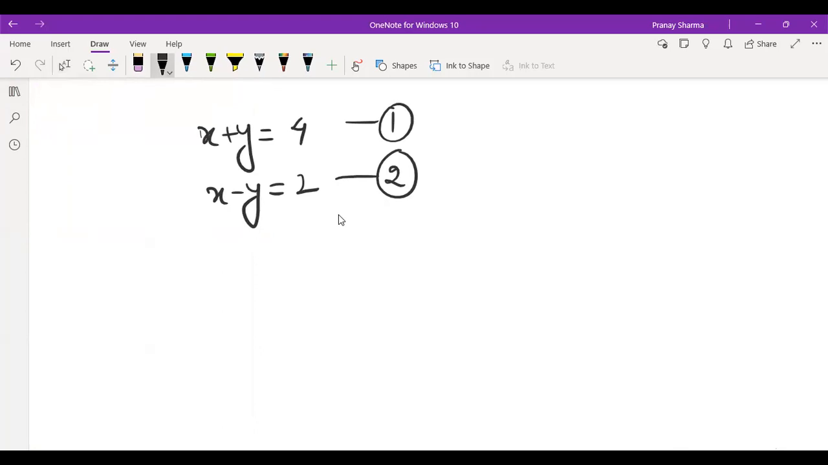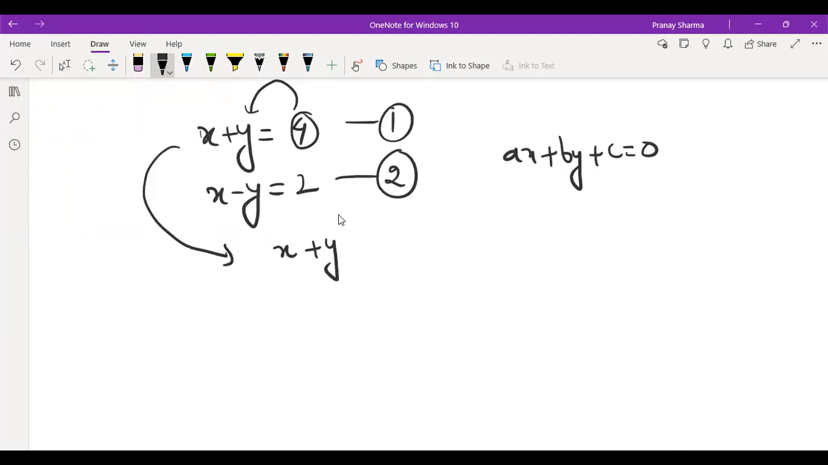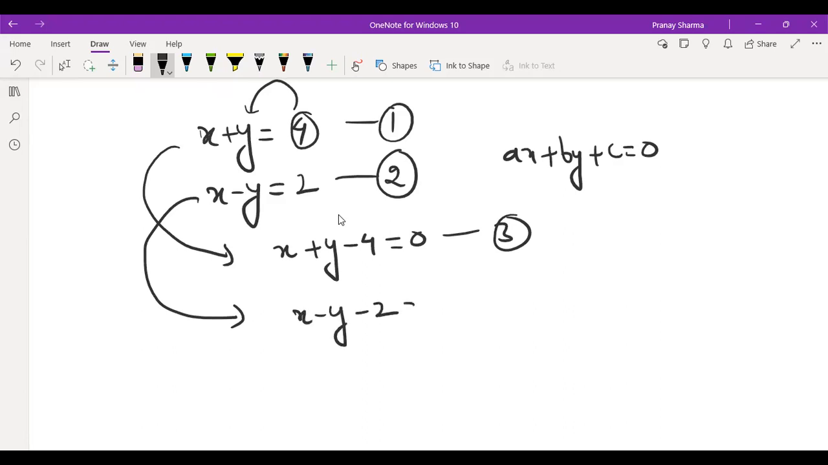Now, in order to express this in standard form, which is this, c has to be on this side. That means this has to be shifted to this side. So what will it become? It will be x plus y minus 4 equals 0. I'll be calling this equation number 3. Although equation 1 and equation 3 are one and the same, this is just about the representation. But still, for my convenience, I'm calling this equation number 3. The other will be x minus y minus 2 equals 0. We'll be calling this equation number 4.